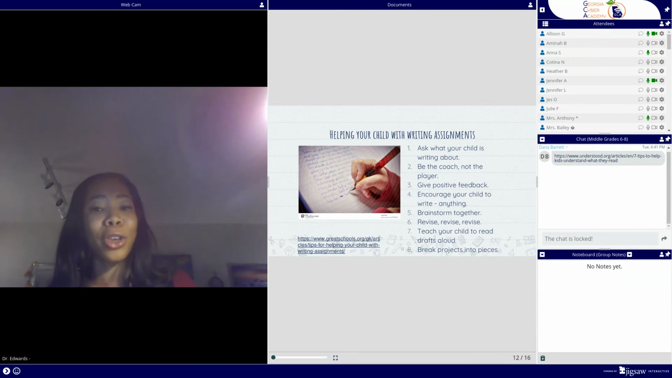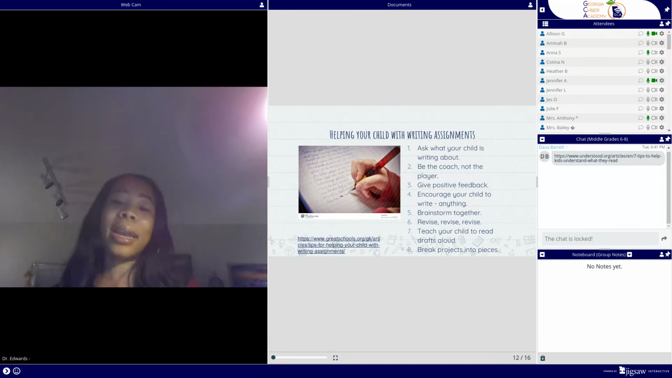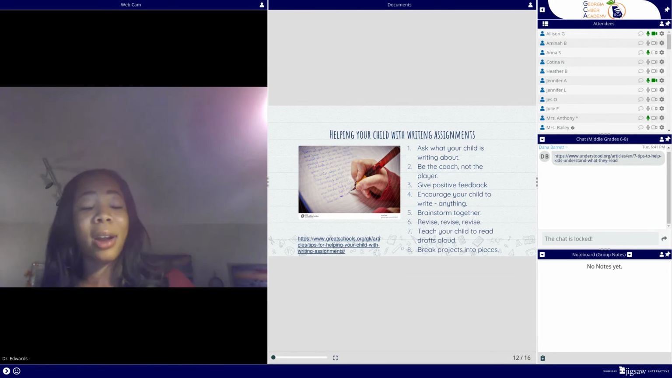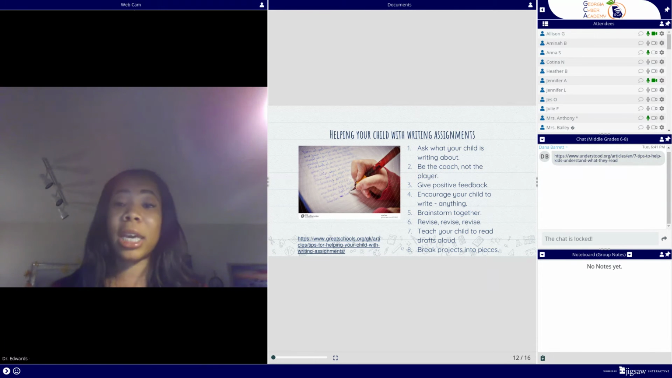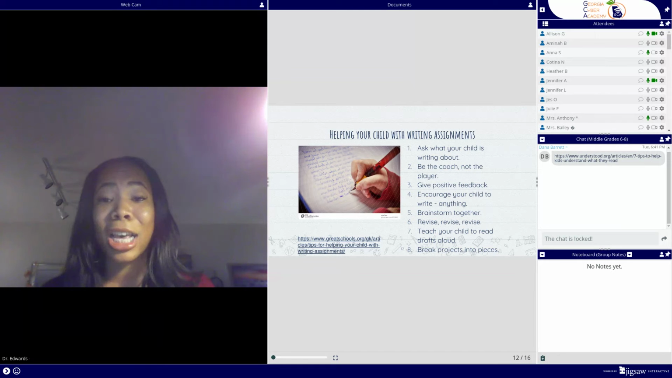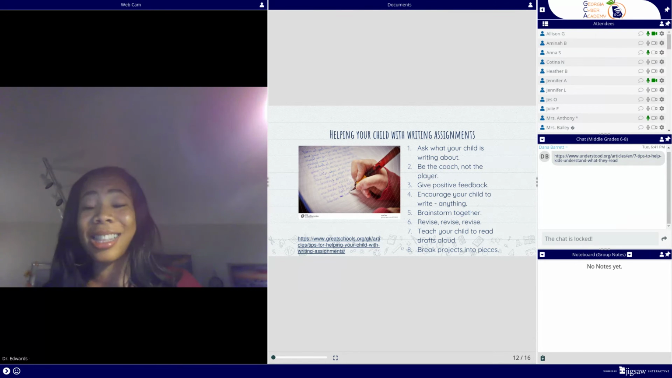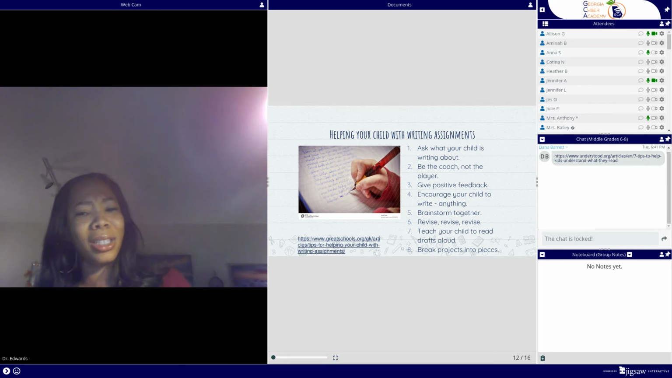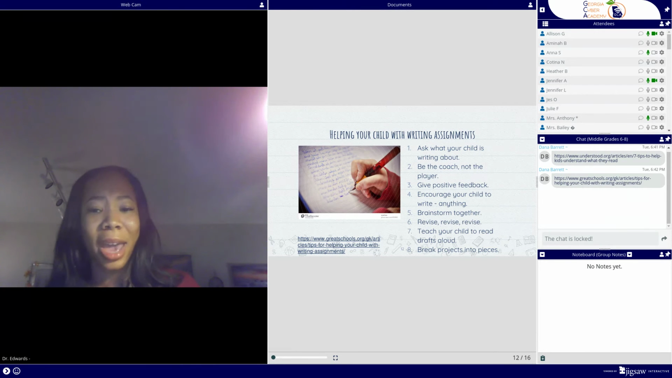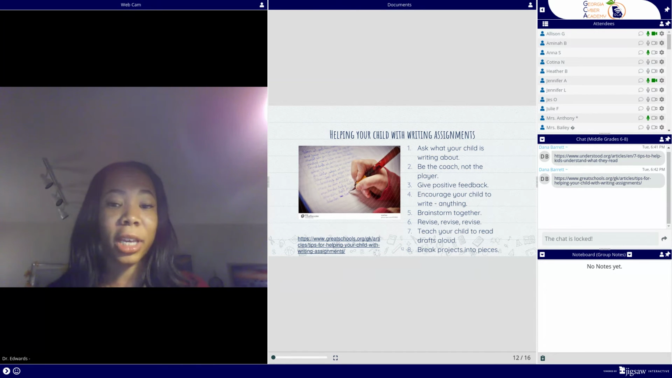Also, helping your child with writing assignments. Right now in ELA, students are writing narratives, and students have written informative essays. So, what can you do at home? Ask them, what are they writing about? Just ask a question, then ask more questions. So, what does that mean? What does that look like? What evidence do you have? Or can you tell me about that conflict in the story?